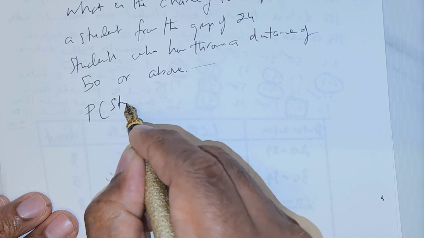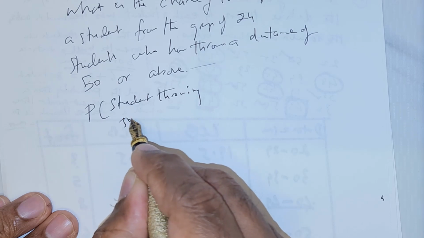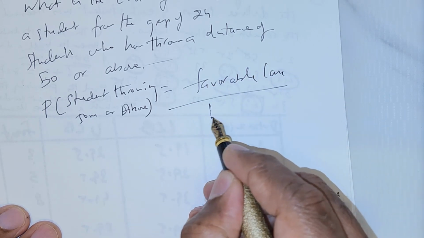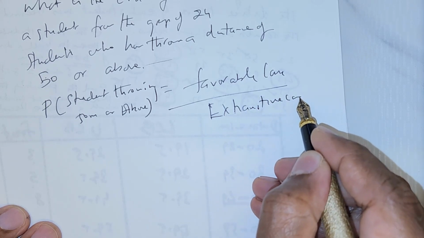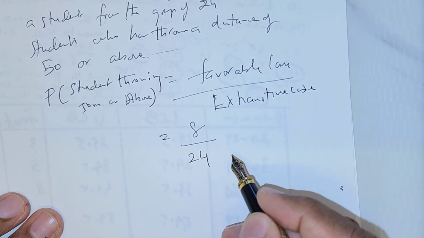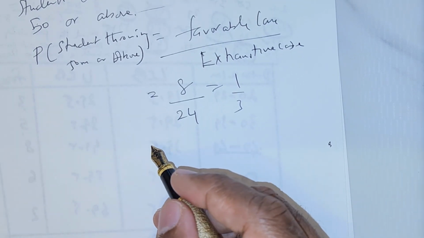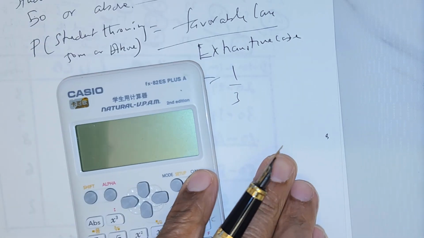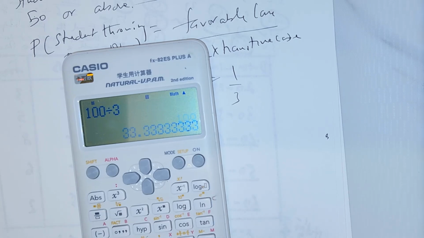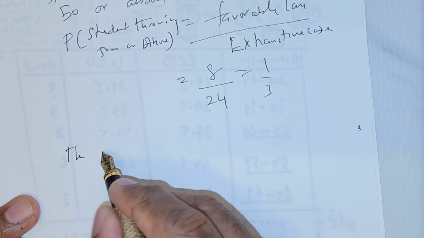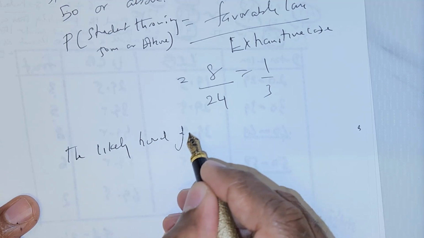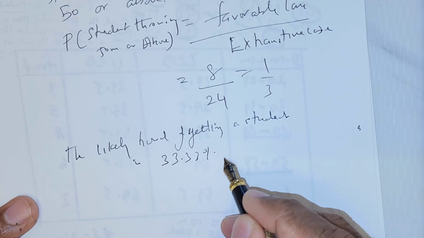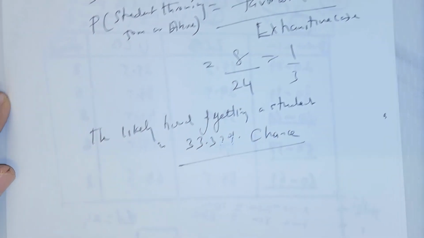So the probability of a student throwing 50 meters or above is equal to favorable cases divided by exhaustive cases. So favorable is 8, total exhaustive cases is 24, which is 1 over 3. Now probability can also be expressed as a percentage, so you multiply by 100. So that means 100 divided by 3, so 33.33%. So the likelihood of getting such a student is a 33.33% chance. Okay, so that is the conclusion for that particular question.